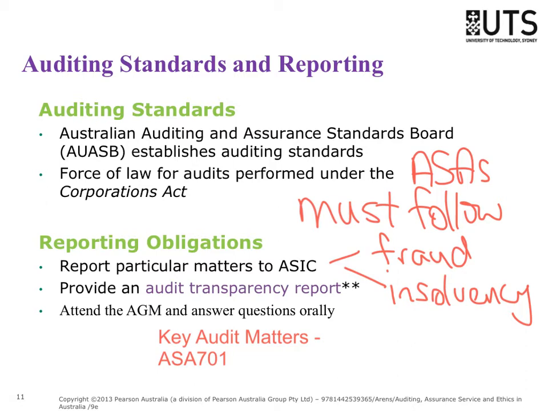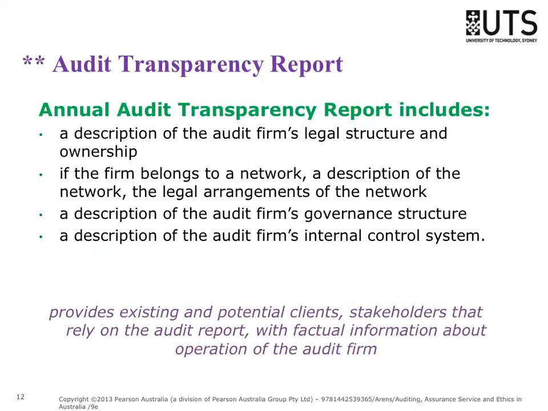ASA 701 on key audit matters will require the auditor to discuss or disclose in their audit opinion how they make particularly tricky judgments, where there's no clear black and white rules and where they've used their professional expertise. So I'm expecting to see more queries around that particular component.